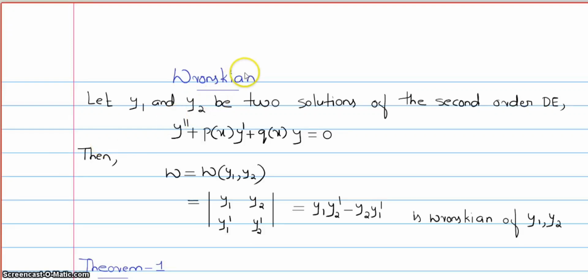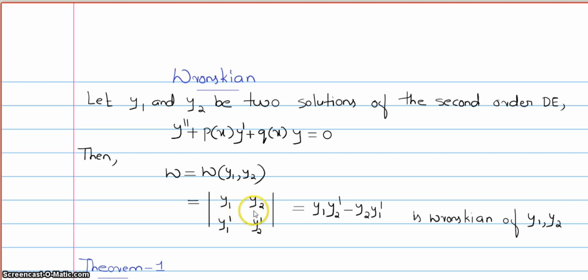Next topic, Wronskian. Let y1 and y2 be two solutions of the second order differential equation y double dash plus p of x into y dash plus q of x into y equal to 0. Then the Wronskian of y1 and y2 is denoted by W of y1, y2. It is defined to be the determinant value of y1, y2.